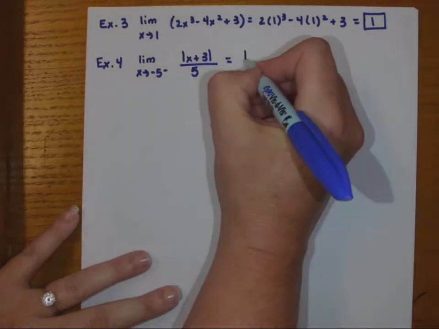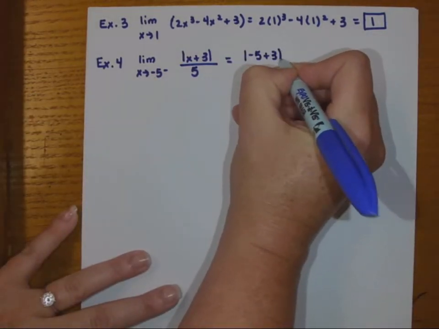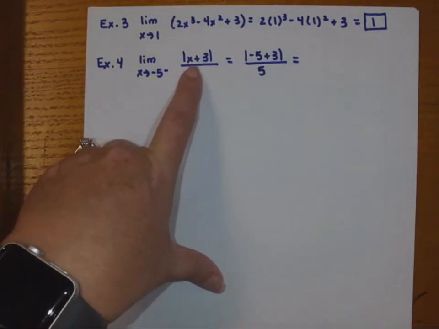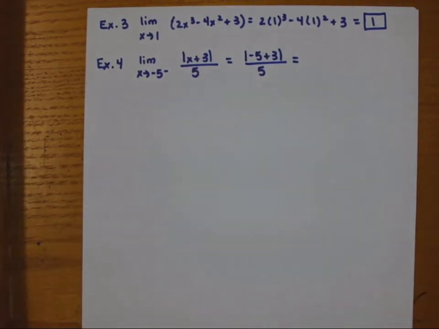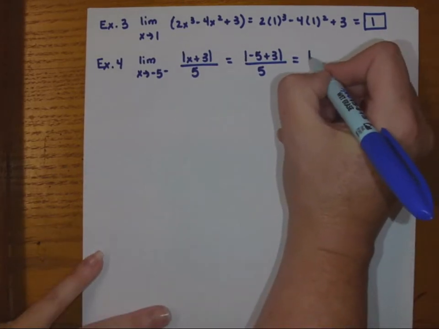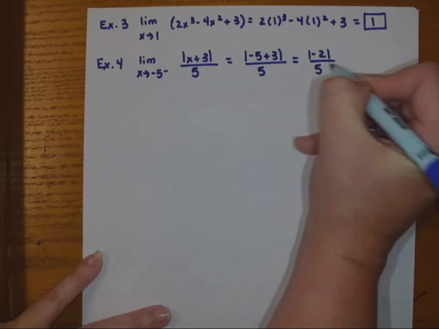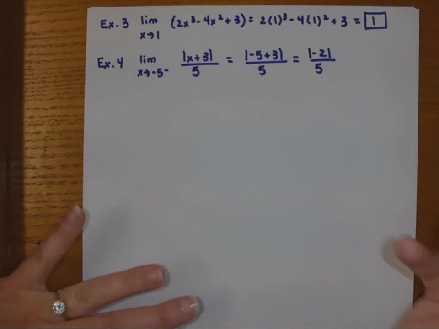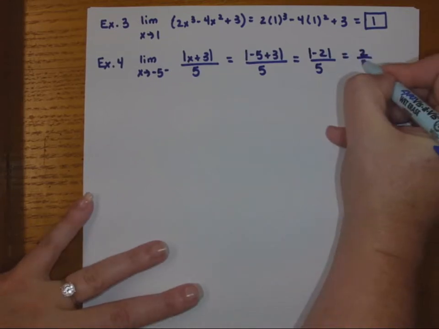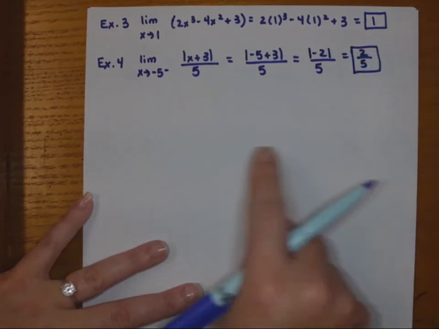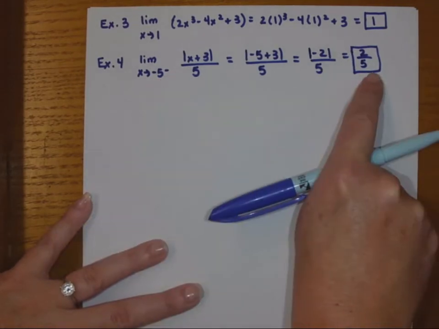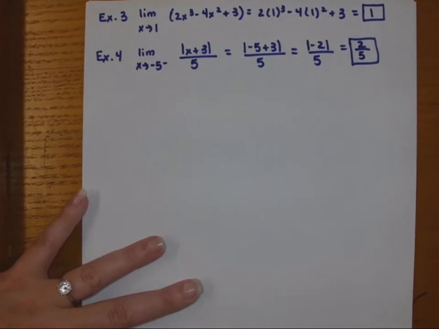We're just going to try the plug-in method and see if that comes up with an answer we can be happy with. So if I plug in negative 5, then I'll get absolute value of negative 5 plus 3 divided by 5. So if I add negative 5 plus 3, I get the absolute value of negative 2. It may have been a little while for you, but remember, absolute value answers are always positive. So I end up getting positive 2/5. So when x is negative 5, or when it's getting close to negative 5 from the left, y is going to be getting ever closer to the value of 2/5.